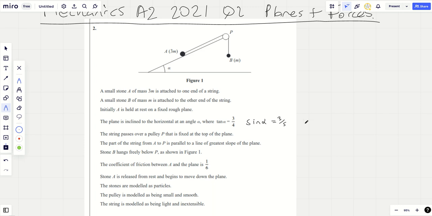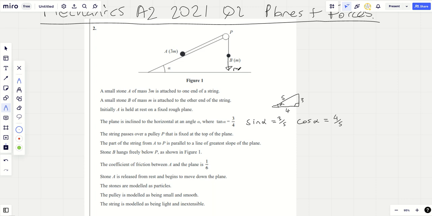Sine alpha is 3/5, cos alpha is 4/5. I like to do that straight away if they give me tan or sine or cos of the angle. How am I doing that? Just a little triangle with alpha in it. Opposite divided by adjacent is tan, so that's going to be 5, and therefore sine alpha is 3/5 because it's opposite divided by hypotenuse. Cos alpha is 4/5 because it's adjacent divided by hypotenuse. That's that done.